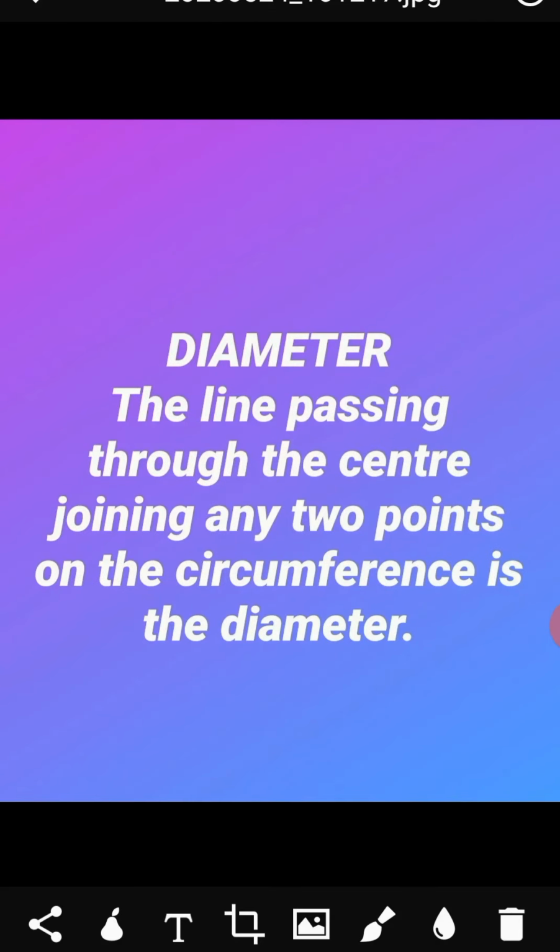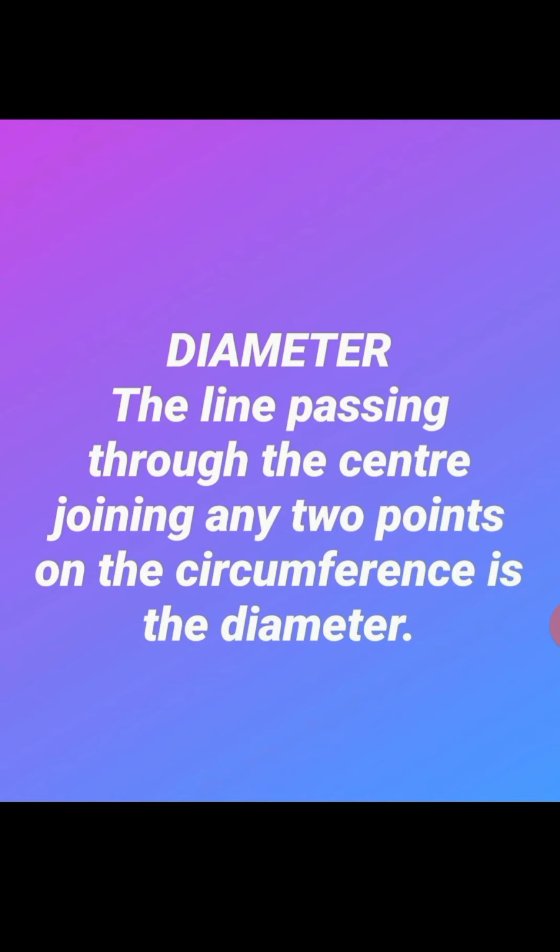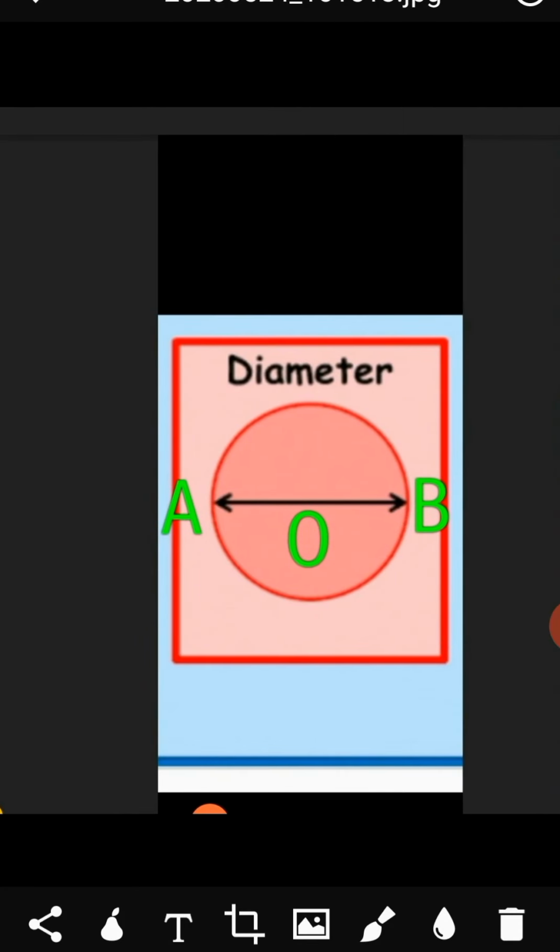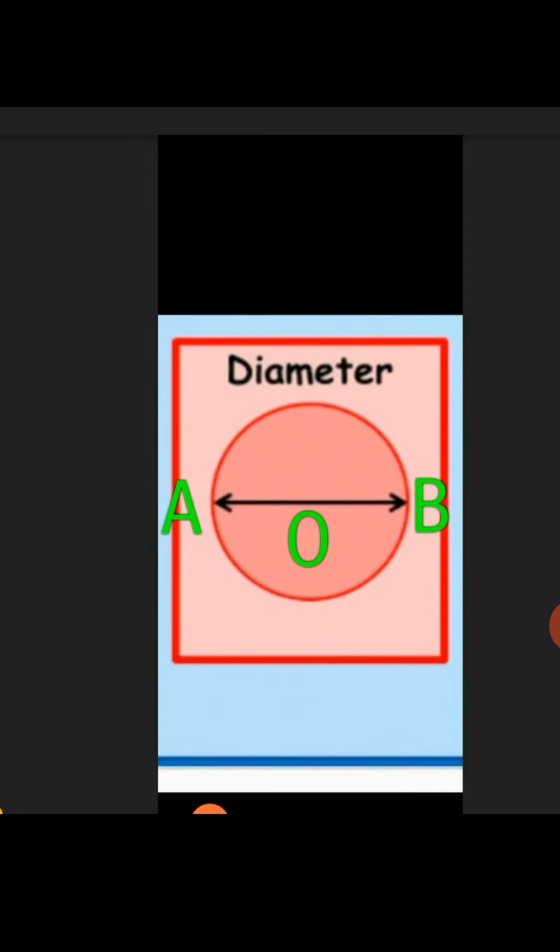Next is diameter. What is diameter? The line passing through the center joining any 2 points on the circumference is called the diameter of the circle. So see here 2 points A and B lie on the circle and these 2 points are joined through a line segment and that line passes through center O. So AB is the diameter of the circle.